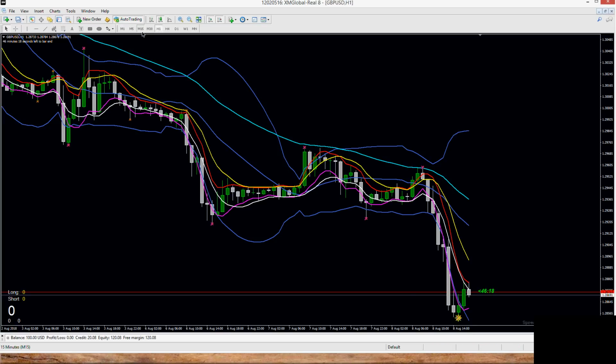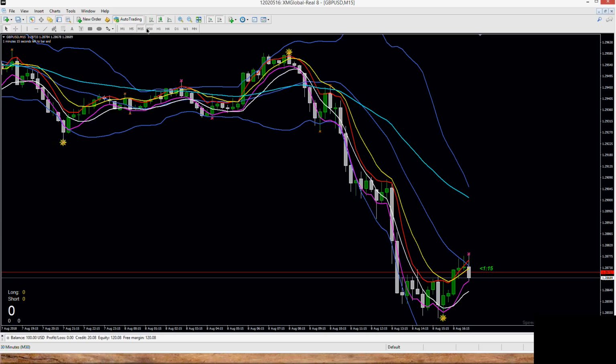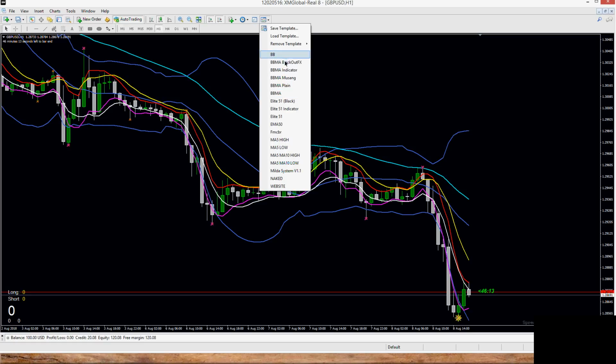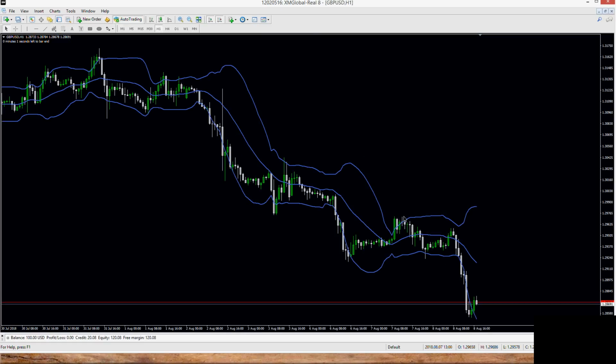All right, so we missed that entry over there. All right, we'll look for another entry later on. Don't worry about that. So that is a very important thing when it comes to identifying type of Bollinger Bands.